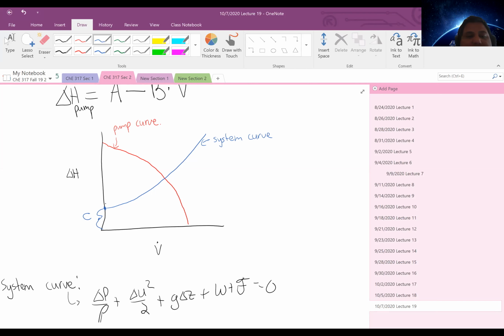And so I have my pump curve that's a negative quadratic, my system curve that is a positive quadratic expression, and this intersection is known as my point of operation, which tells me if I was going to put that pump in that system, my system would operate with a flow rate here, and the pump would add this much head here, delta H.